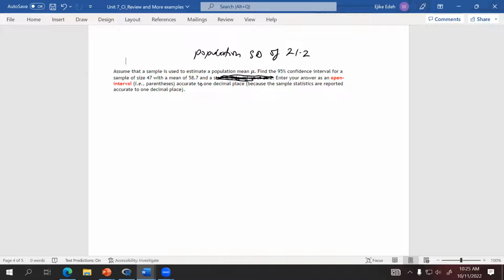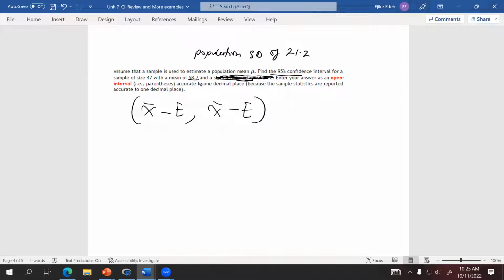So if population standard deviation is given to us, they're asking us to find the 95% confidence interval, right? Essentially they're asking us to find this formula. This is what they're asking for: what is the value on the lower and the upper end? They want us to have that in parentheses. So you want to take note of everything. The mean is very clear.